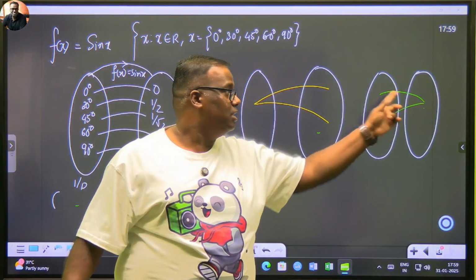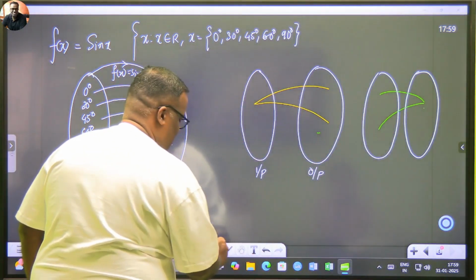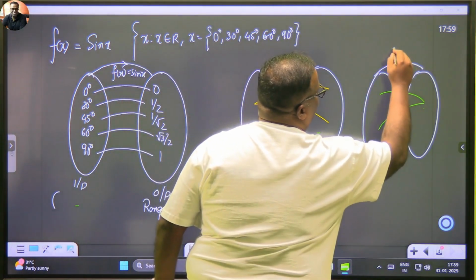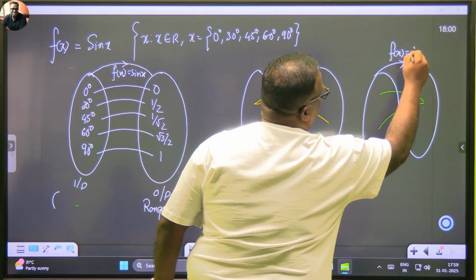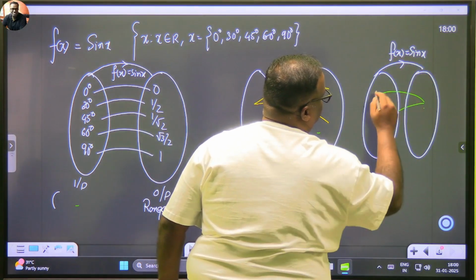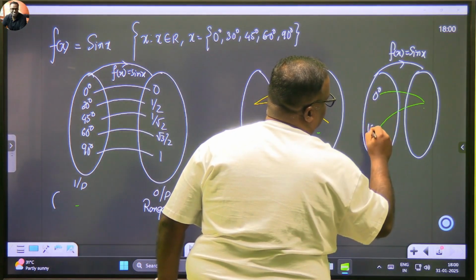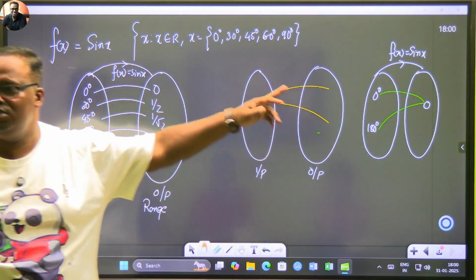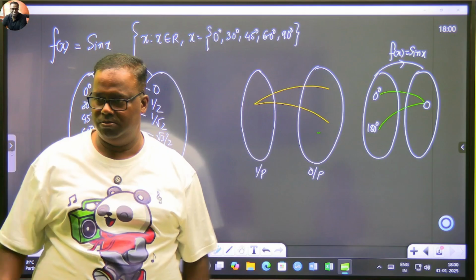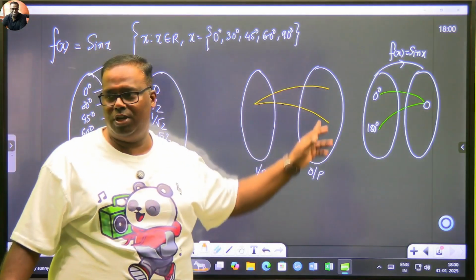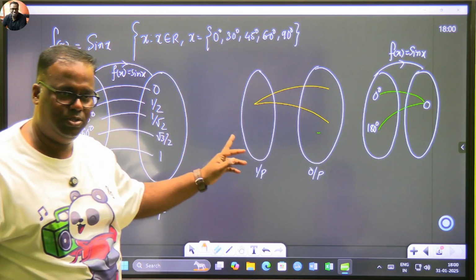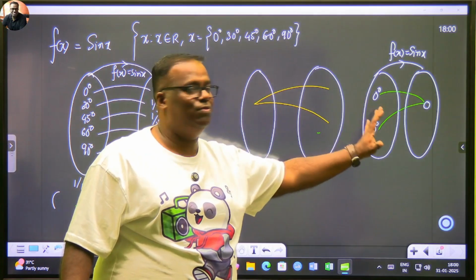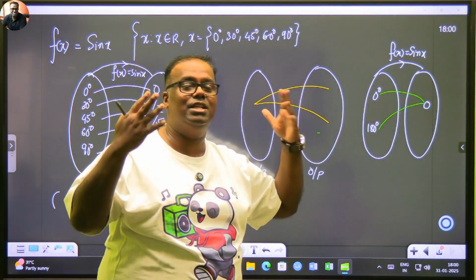So let's say if I plot this as a function again, f of x equal to sine x, right? 0 degree and 180 degree can both map to 0. Sine 0 is 0, sine 180 is 0. But can sine 30 be two values? No. Have you understood? This cannot be a function. This is a function. This is what you learn when you go to higher classes.